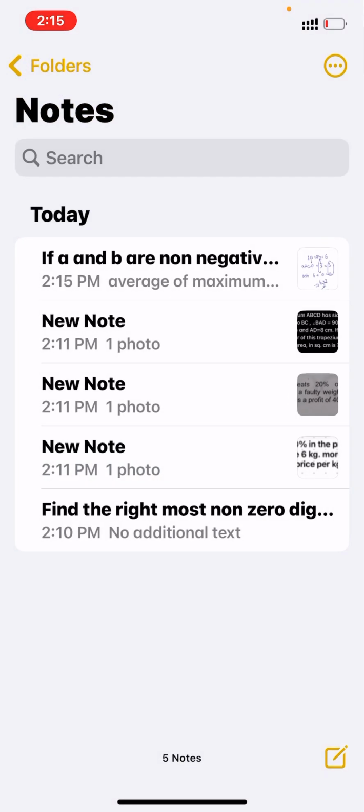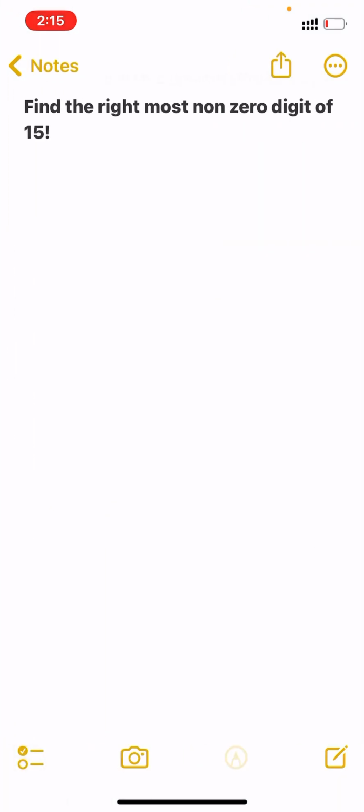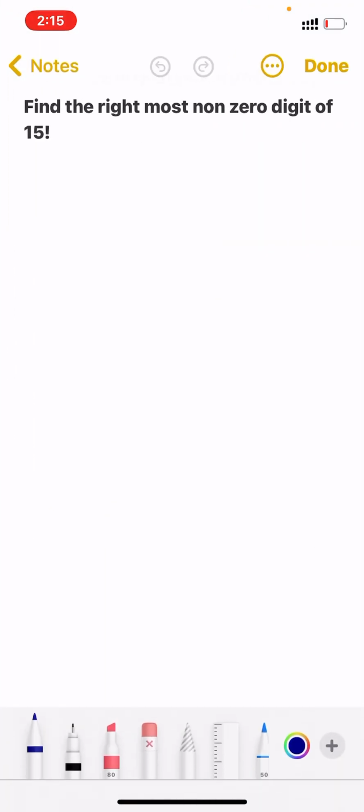Question number 2. No, this wasn't question number 2. Question number 2 is this one: find the rightmost non-zero digit of 50 factorial. Yesterday I posted a blog in the group about this. So what we have to do is write 15 as 5 into 3 plus 0.